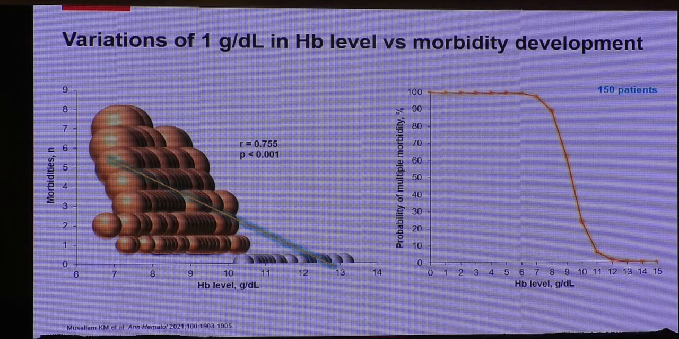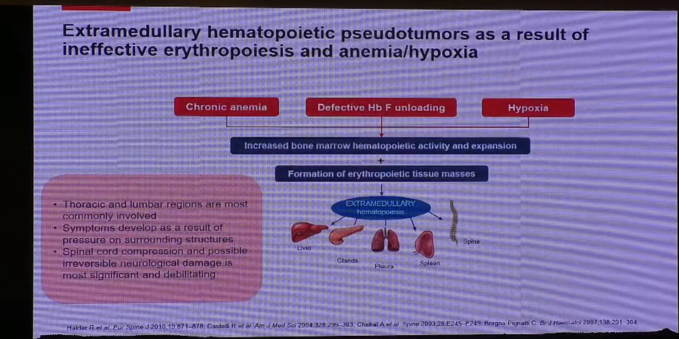And there was a very strong correlation. So if patients had lower hemoglobin by 1 gram per deciliter, they had a higher risk of morbidity. If they had each 1 gram increase in hemoglobin, it decreased the risk of morbidity by around 28%. And this is the probability curve that came out of this.